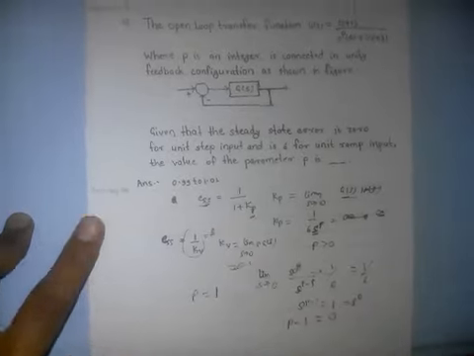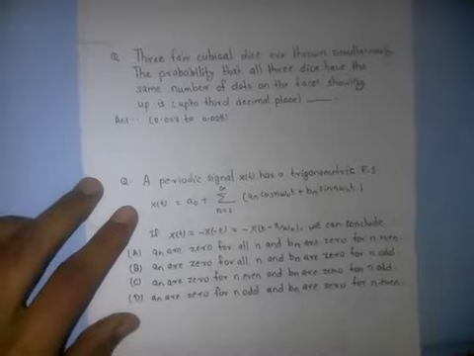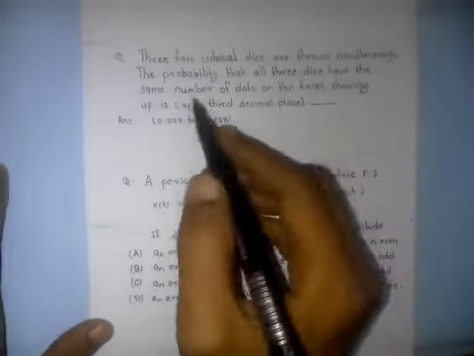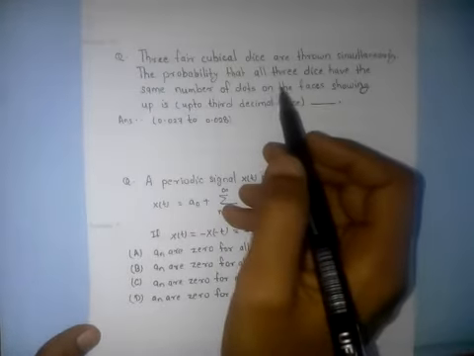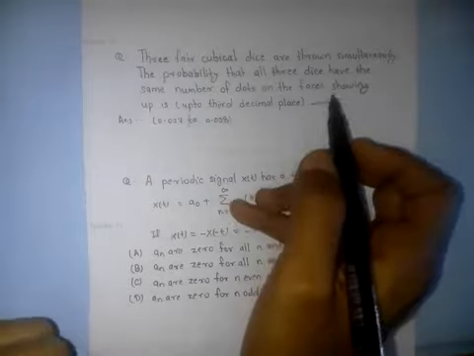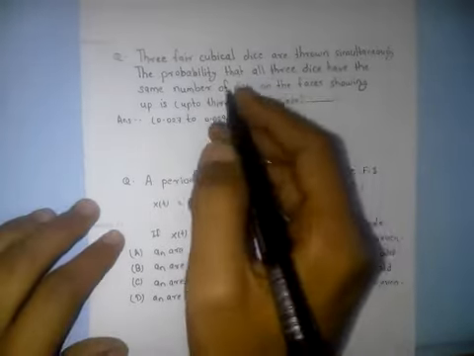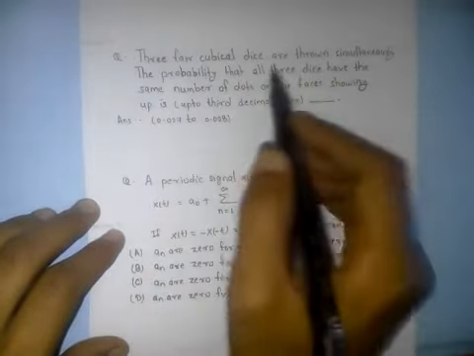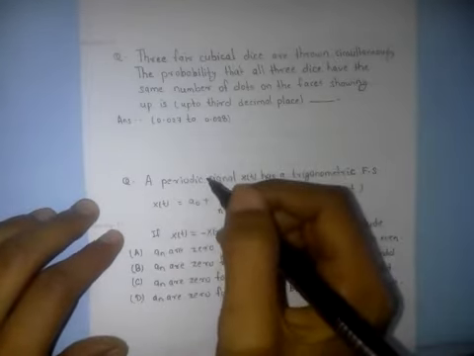Okay, so the next problem is: three fair cubical dice are thrown simultaneously. The probability that all three dice have the same number of dots on the faces showing up is, up to 3 decimal places. Okay, so we need to find the probability that all the three dice have the same number of dots on the faces showing up.